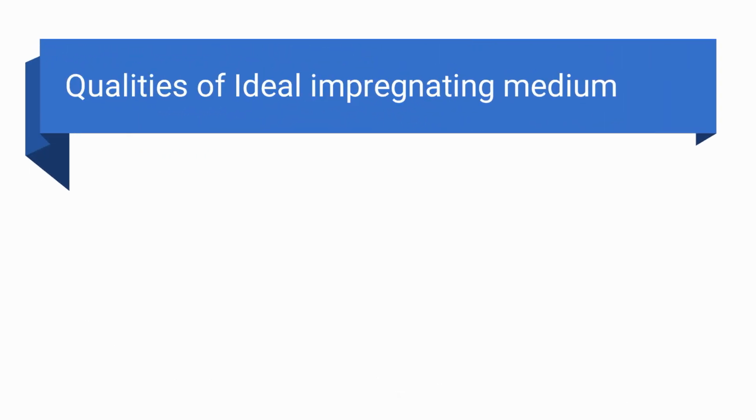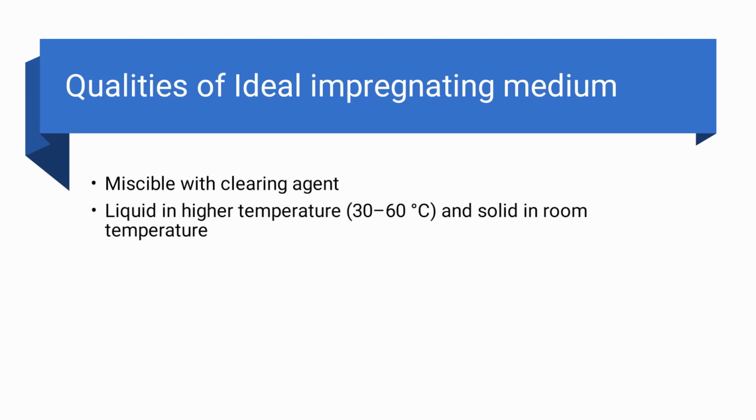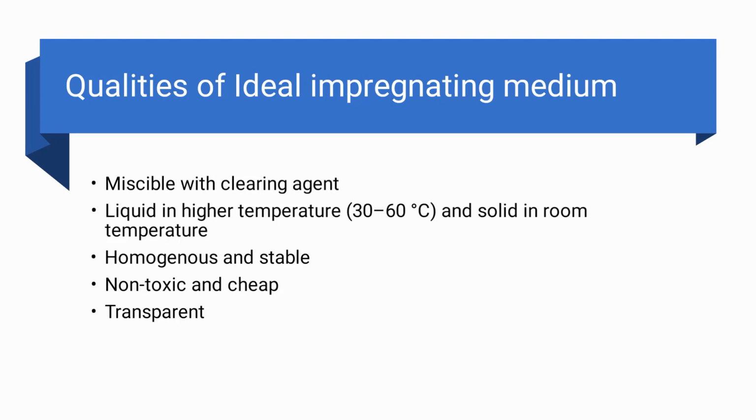The qualities of an ideal impregnating medium: it should be soluble with the clearing agent, that is xylene, cedarwood oil, toluene, or any other clearing agent, and it should be liquid at higher temperature, and when it is cooled at room temperature, the impregnating medium becomes solidified. It should be homogeneous and stable. Also, it should be non-toxic to the tissues as well as to the lab personnel, and it should be cheap.